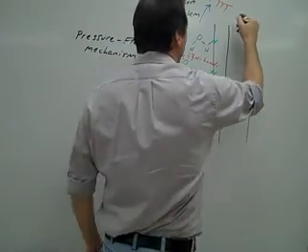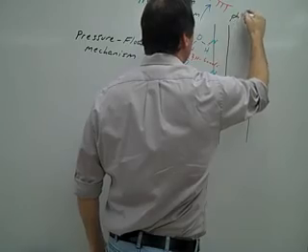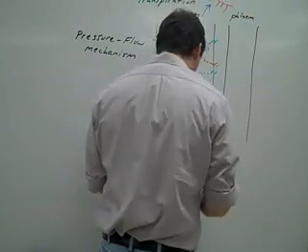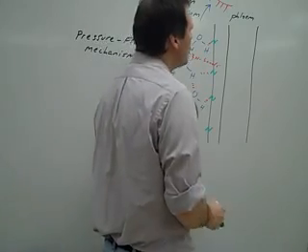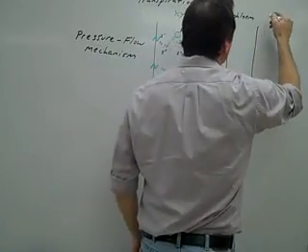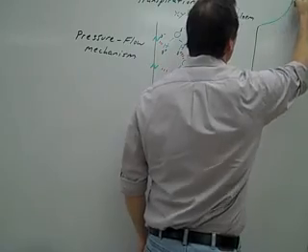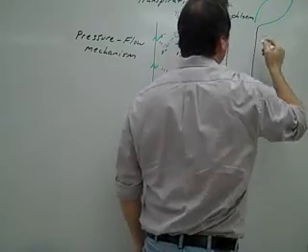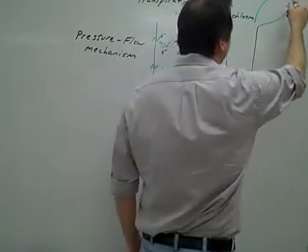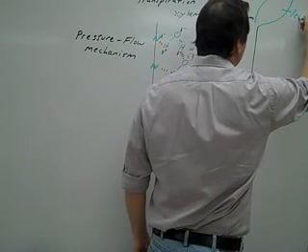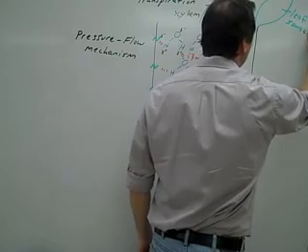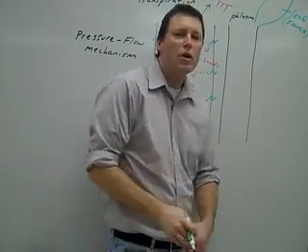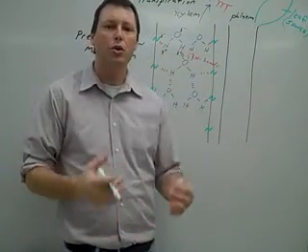Let's go ahead and label that. That's going to be our phloem. And at the top of this phloem tube, I'm going to go ahead and draw a leaf. And that's going to be our leaf. And let's go ahead and label that leaf. And the leaf is going to be our source. It's going to be a source of sugar, in this case glucose.